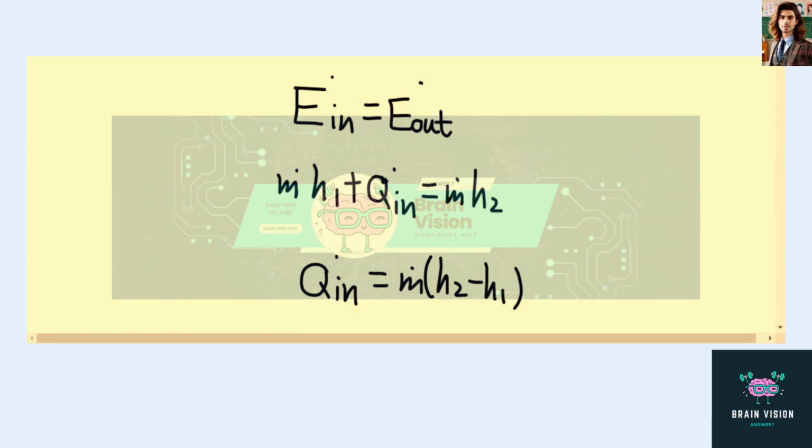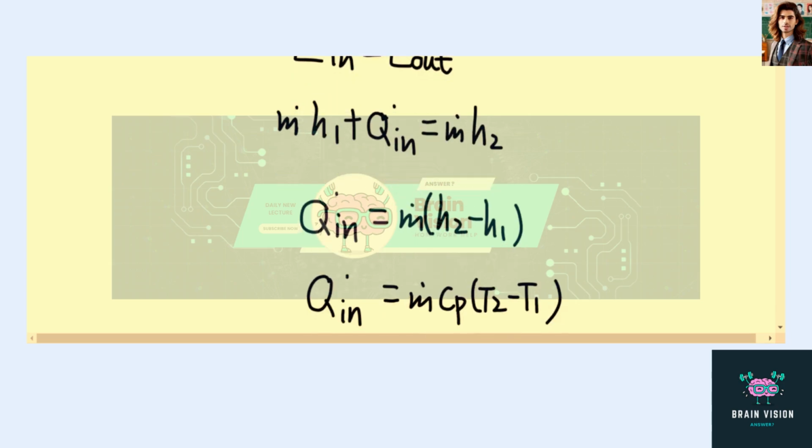And H1 is the initial enthalpy, which is the enthalpy at 50 degree Fahrenheit. And Q dot in here is the rate of heat transfer into the system. And H2 here is the final enthalpy, which is the enthalpy at temperature 65 degree Fahrenheit. So now if we do some arrangement here, eventually we have Q dot in is equal to M dot times Cp times T2 minus T1, since H2 minus H1 can be equal to Cp times T2 minus T1.